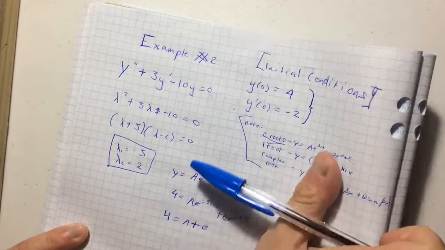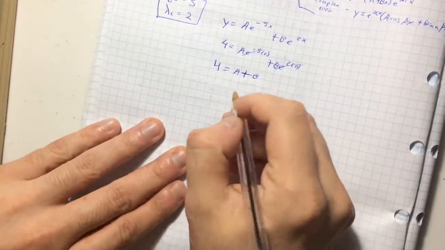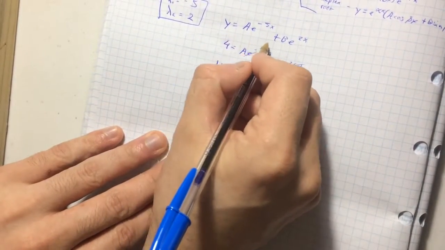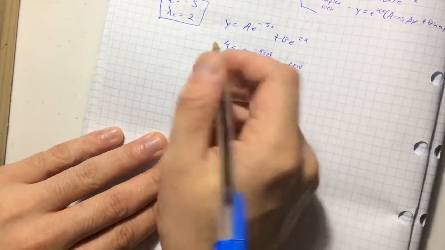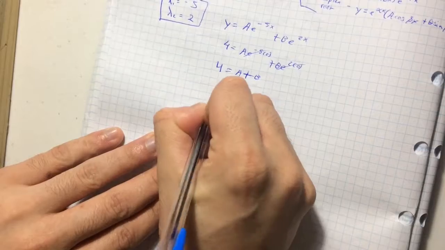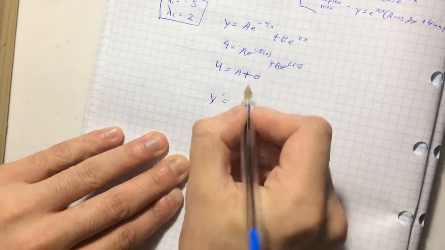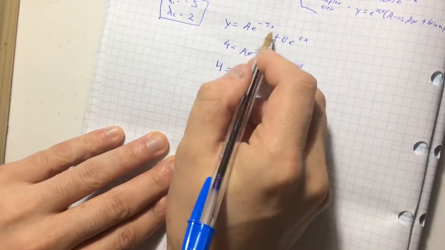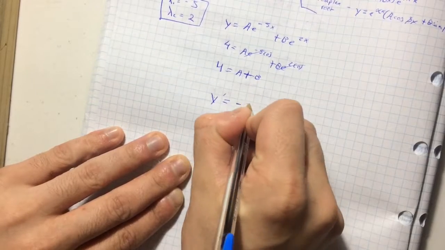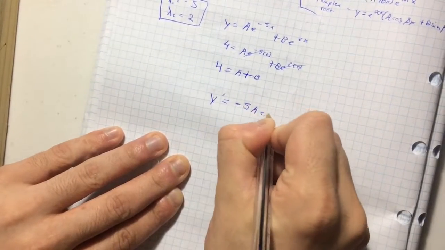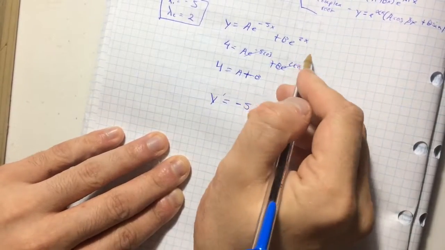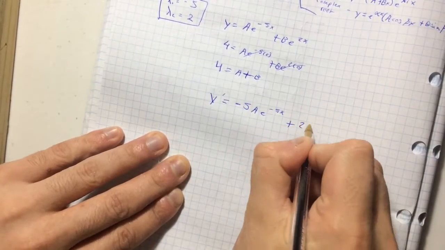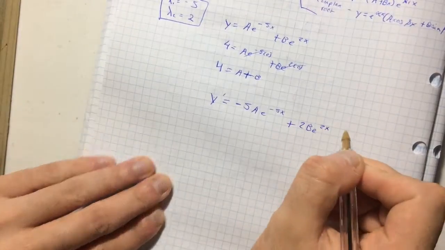y dash of 0 is equal to minus 2. So if we know that y is equal to a e to the minus 5x plus b e to the 2x, we take the derivative of that. So y dash equals, what's the derivative of a e to the minus 5x? Well, that's minus 5a e to the minus 5x plus, what's the derivative of b e to the 2x? That's 2b e to the 2x.